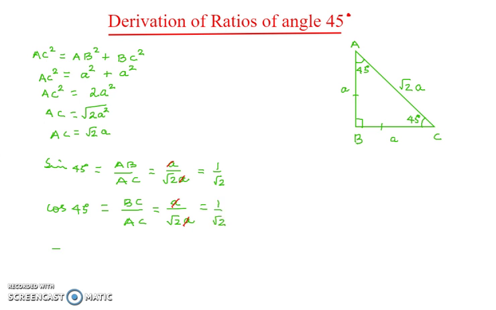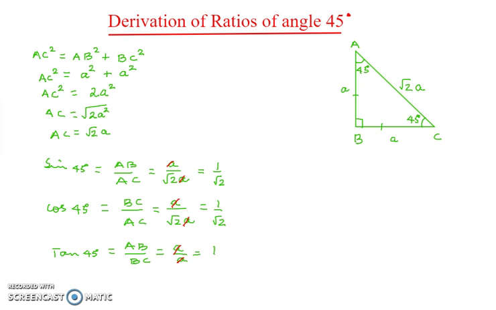Same way, if you want to find the value of tan of 45 degree, that is nothing but opposite upon adjacent. What is your opposite? AB. What is your adjacent? BC, right? So that is nothing but A upon A. So what happens? Numerator and denominator, A and A, will get canceled out. You are getting nothing but just 1.